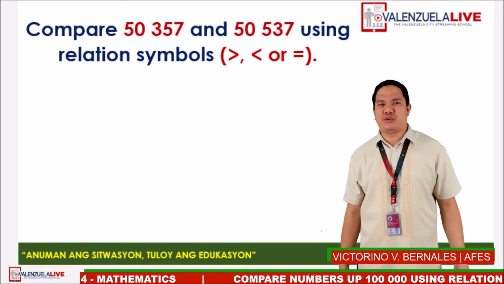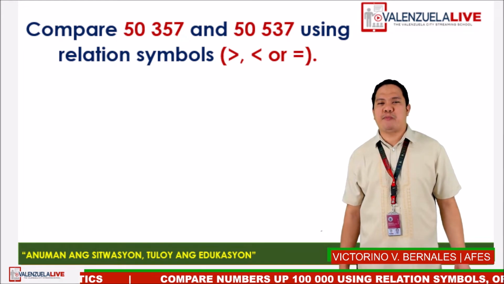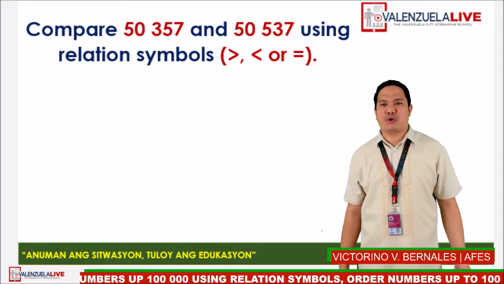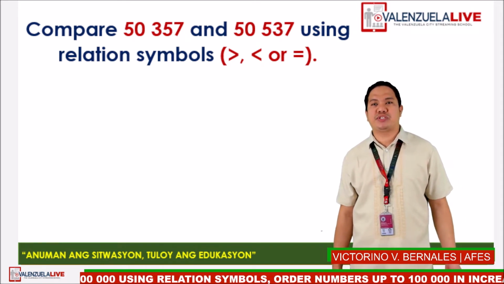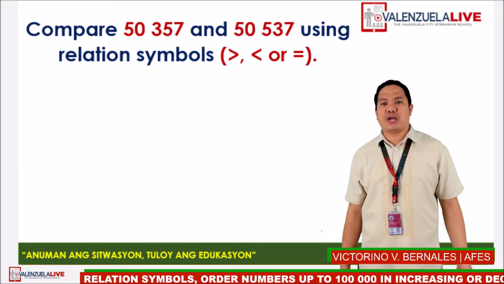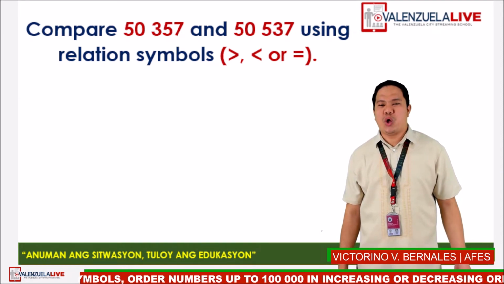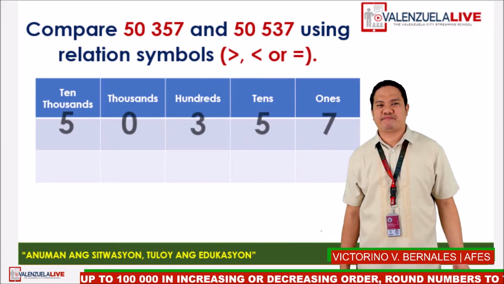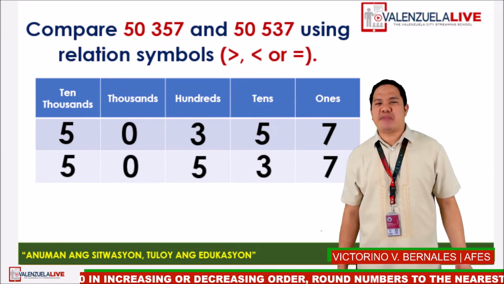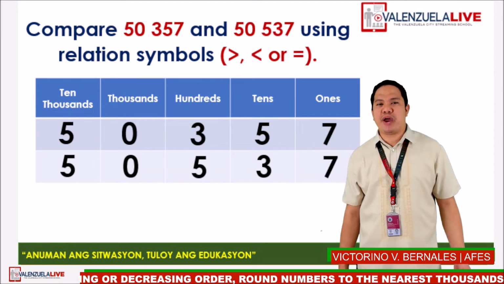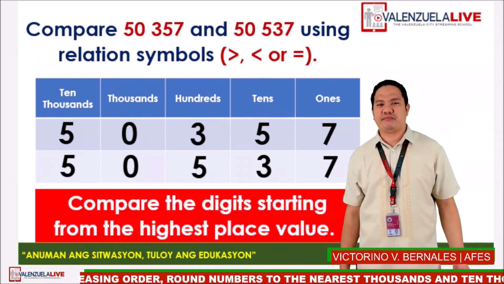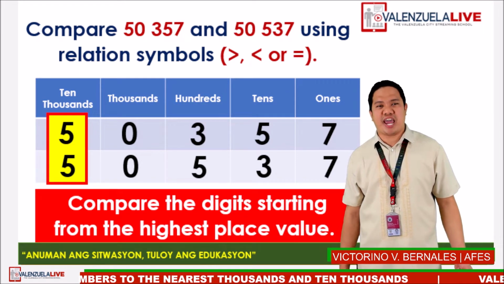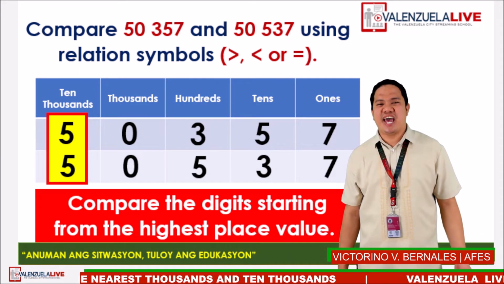Let us try another example. Let us compare 50,357 and 50,537 using relation symbols greater than, less than, or equal to. Once again, to compare these numbers, we have to place them in a place value chart. Starting from the highest place value, we have to compare the digits in each place. Starting in the 10,000s place, are both digits the same? Yes, they are the same.